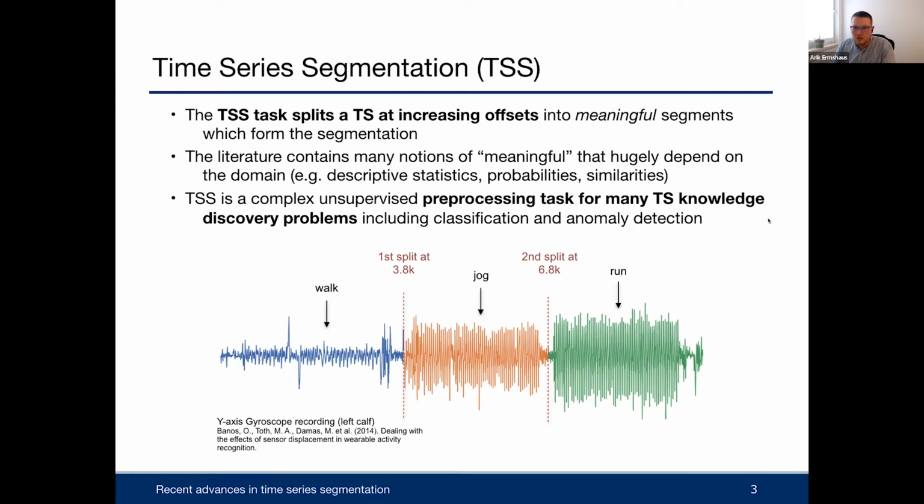And then, as I already said, if we can solve this problem of time series segmentation, this gives us a possibility to solve a lot of more complex and very advanced problems with time series analytics, which is, I think, very nice.